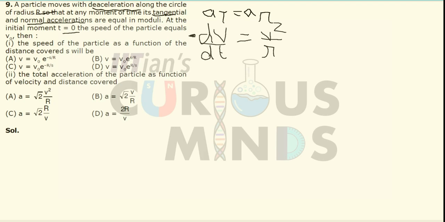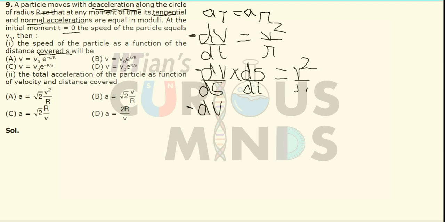Now I want the function of velocity in terms of the distance covered, that is s. So minus dv by ds into ds by dt is equal to v square divided by r. ds by dt can be written as the velocity v. The radius is given as capital R, so instead of writing small r, I will write capital R over here.